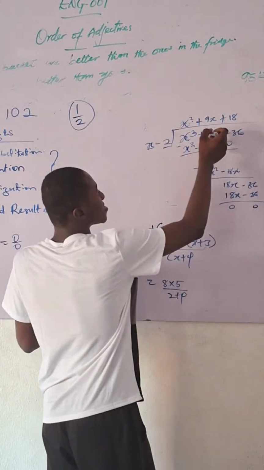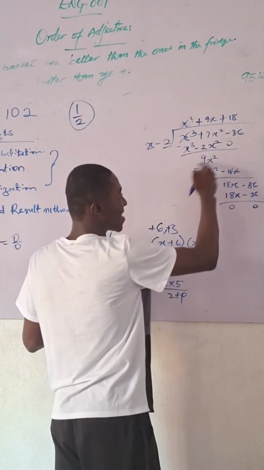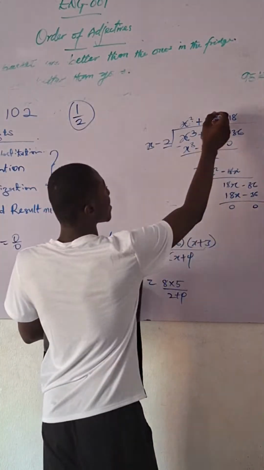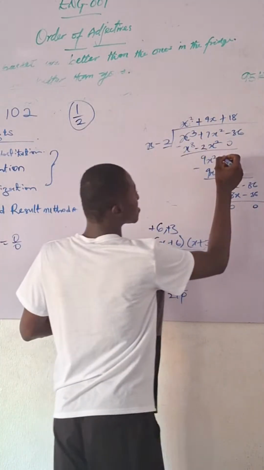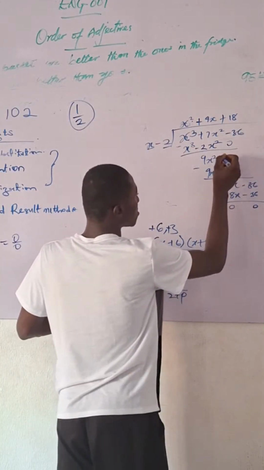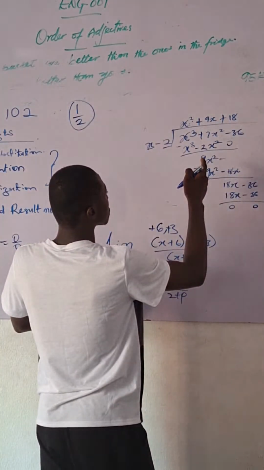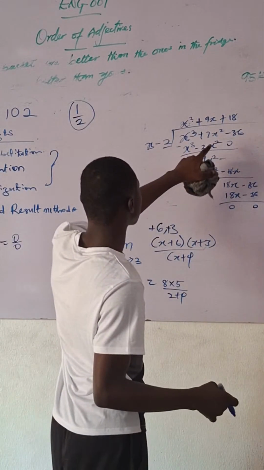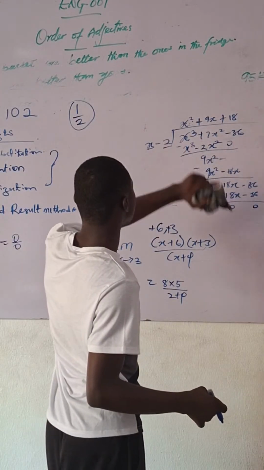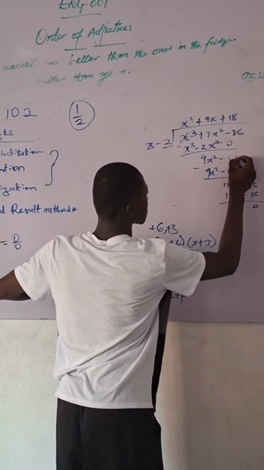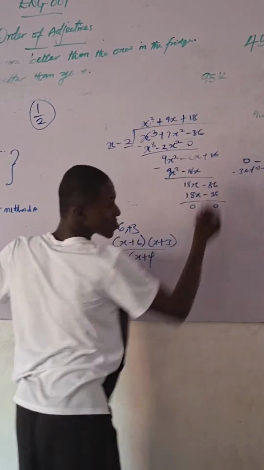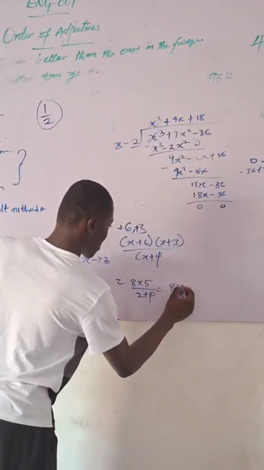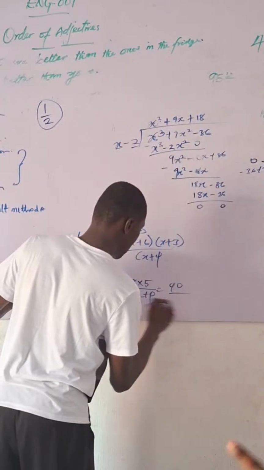This is 7 minus 2. That's 9x. Then that's 9x squared. 9x times minus 2 is minus 18. So the answer is 21. Do you understand? 8 times 5, that's 40. Plus 35 over.